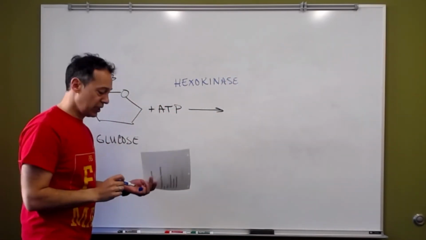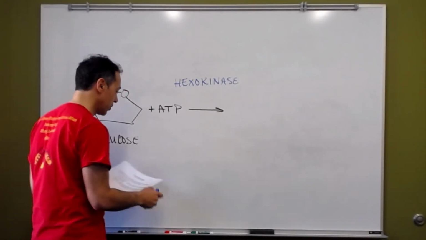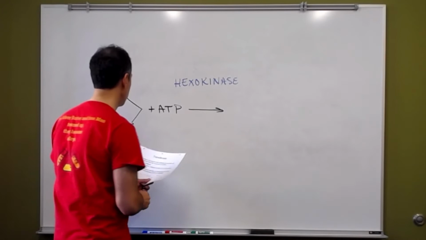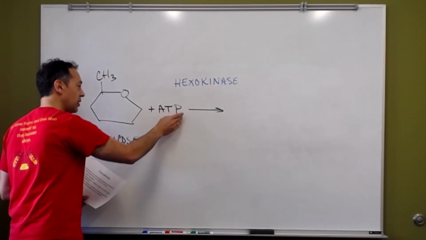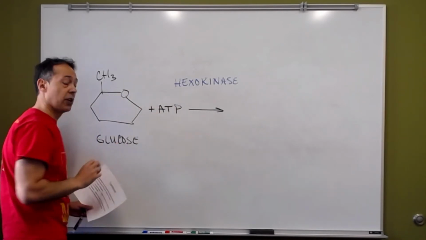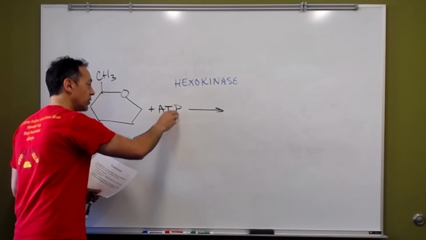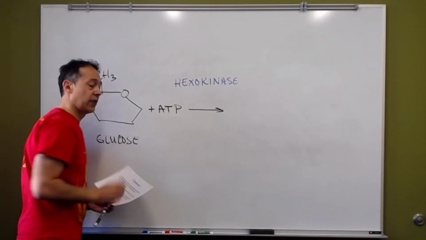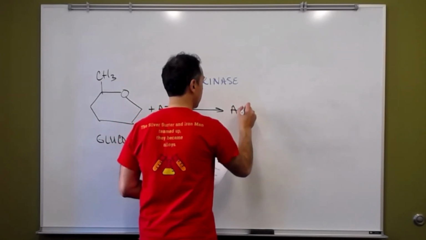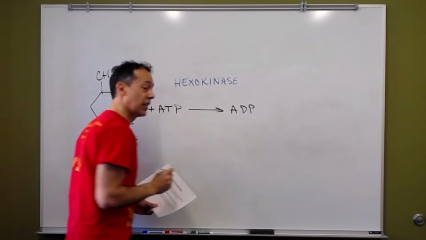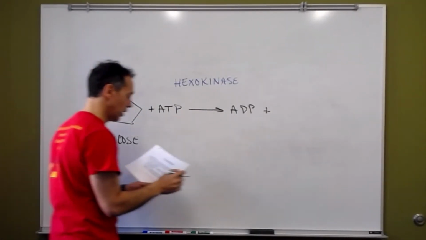Hexokinase. And the name, you don't need to memorize the name here, okay? But it is a transferase. So what's going to happen here is we're going to take one of these phosphate groups and we're going to move it from ATP and we're going to attach it here onto the glucose molecule. So when we remove one of these phosphate groups, instead of being adenosine triphosphate, it becomes adenosine diphosphate. Adenosine diphosphate. And then our phosphate group is going to be attached onto the glucose.